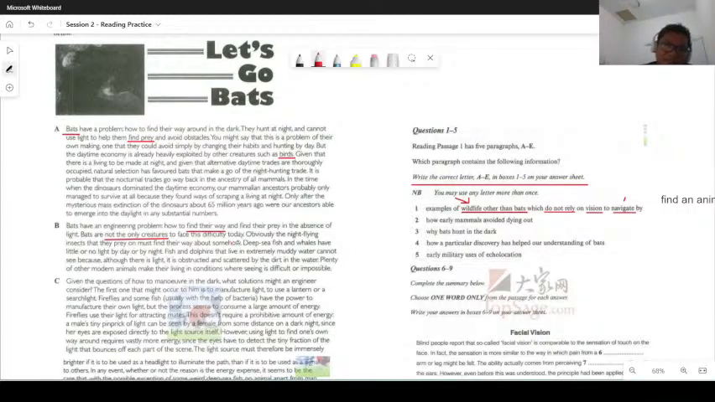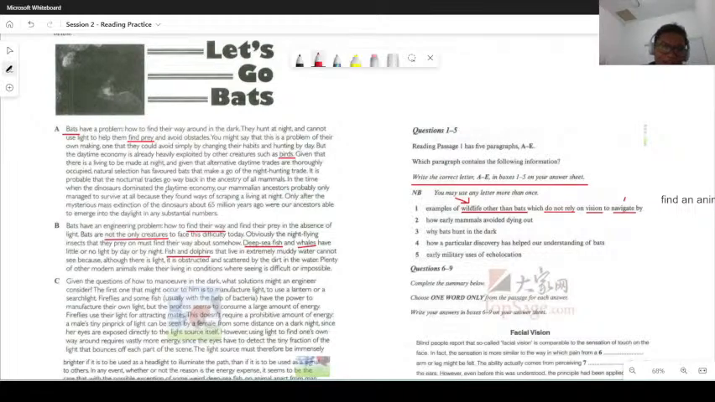To face this difficulty, the night flying insects that they prey on must find their way about somehow. Deep sea fish, whales, have little or no light by day or by night. Fish and dolphins that live in extremely muddy water cannot see because although there's light, it is obstructed and scattered by the dirt in the water.